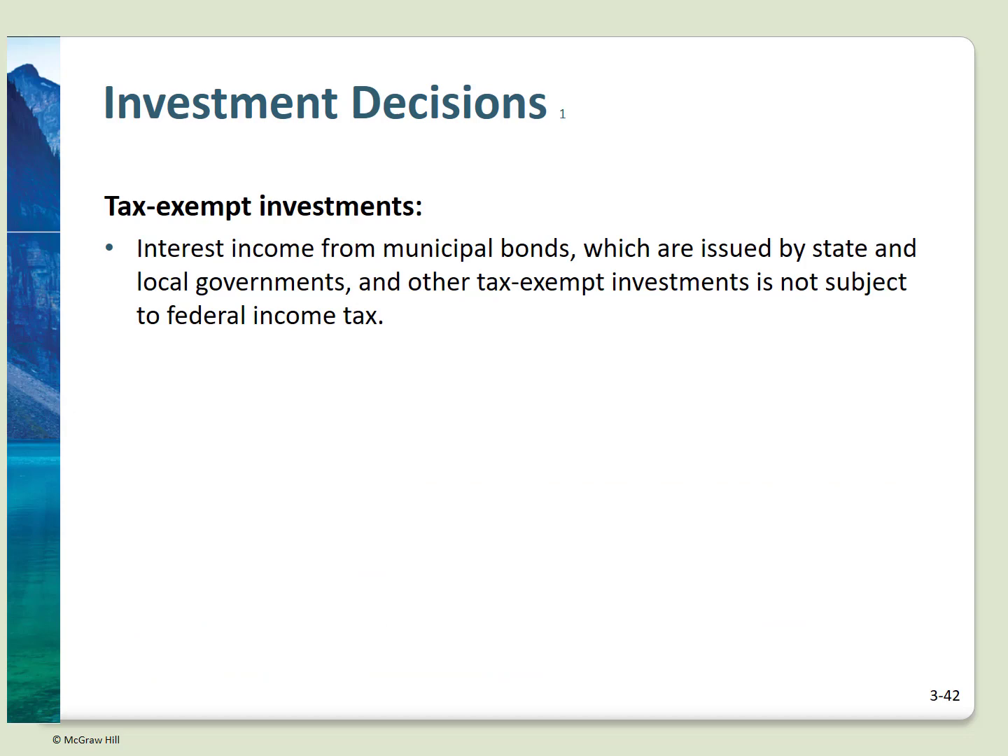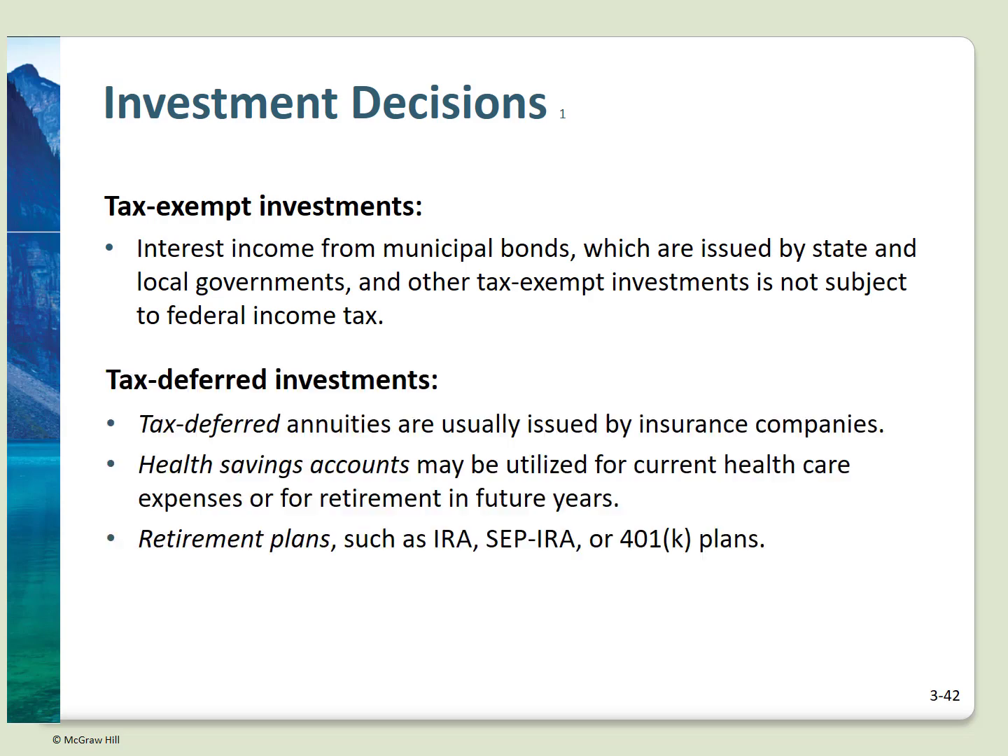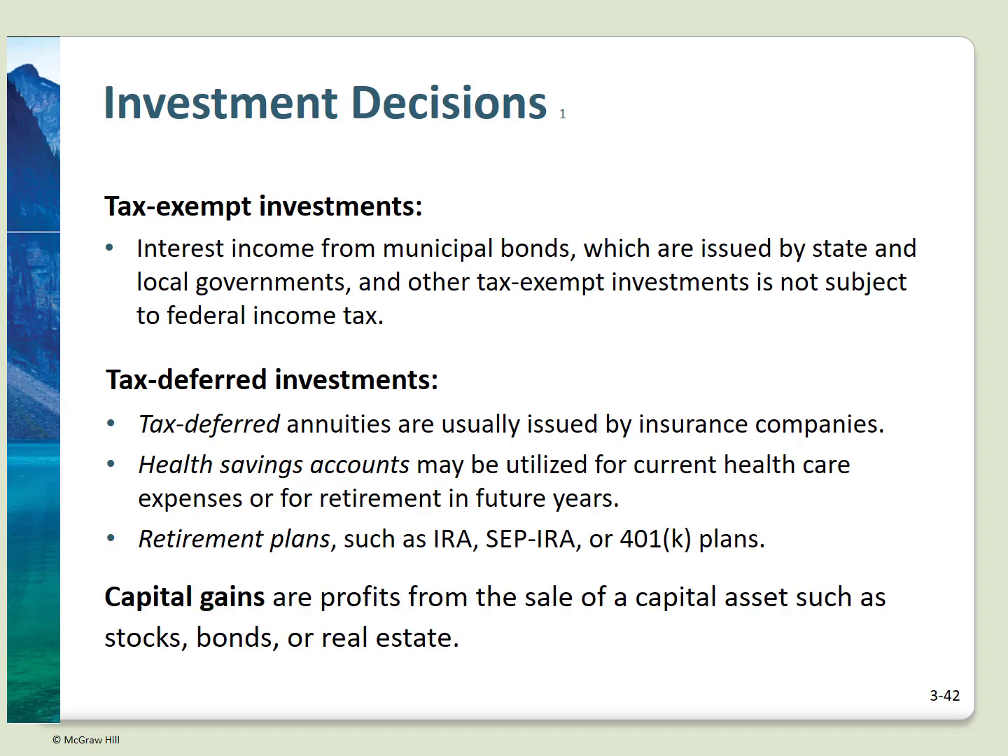Investment decisions can also affect your taxes. Municipal bonds offer a tax-exempt investment opportunity. Interest is exempt from federal tax and usually from any state tax in the state in which the bond is issued. Tax-deferred investments allow you to defer paying taxes, with the usual goal to pay taxes after retirement when you expect your rate to be lower. Tax-deferred annuities, health savings accounts, IRAs, and Keogh plans fall in this category.